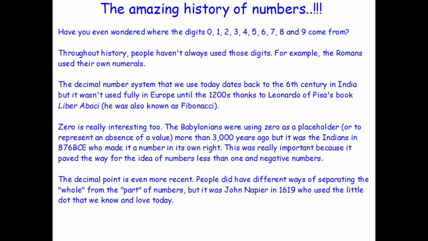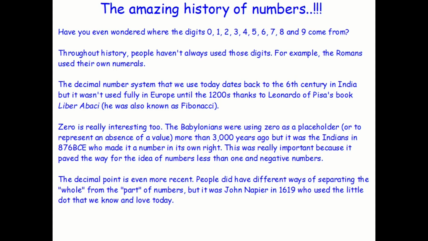Have you ever wondered where the digits 0, 1, 2, 3, 4, 5, 6, 7, 8 and 9 come from? Throughout history, people haven't always used those digits. For example, the Romans used their own numerals. The decimal number system that we use today dates back to the 6th century in India, but it wasn't fully used in Europe until the 1200s, thanks to Leonardo of Pisa's book, Liber Abaci. He was also known as Fibonacci.